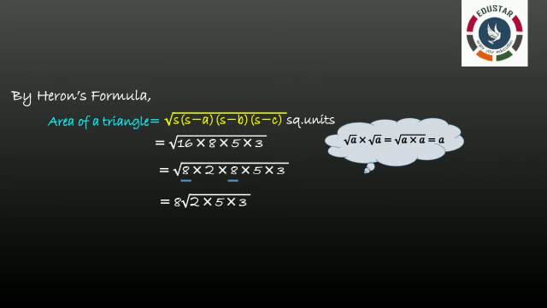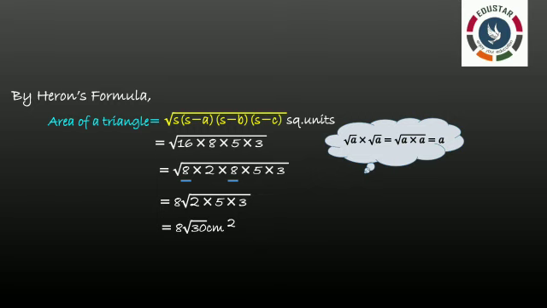So 2 5s are 10, 10 3s are 30. So our answer will be 8 root 30 centimeter square. That's it guys. We have found the area of a triangle as 8 root 30 centimeter square. Don't forget to mention the units at the end. Now let's move to next sum.